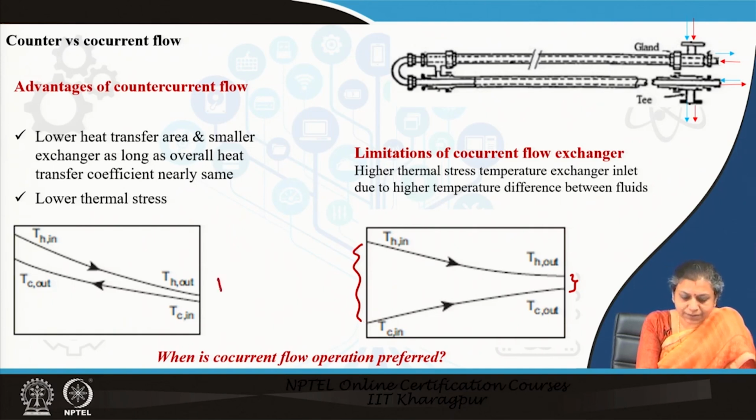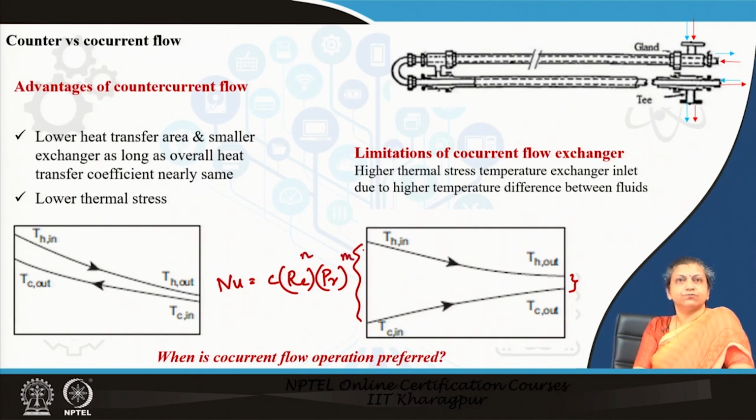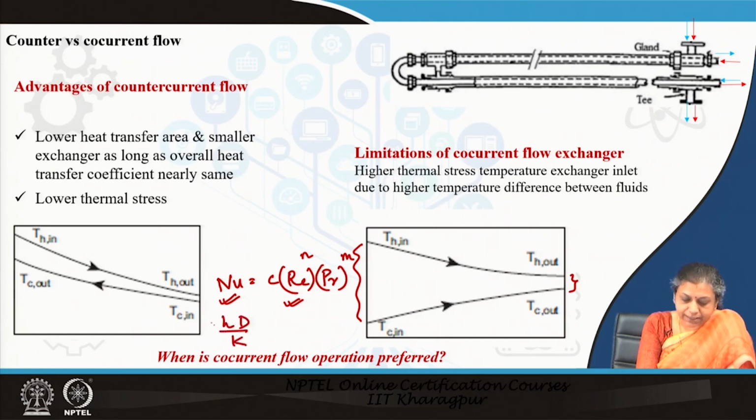Why does it improve? Recall in the last class what you had found out: Nusselt number is a function of Reynolds number raised to some particular power, and Prandtl number raised to some other power. So, therefore, when the viscosity decreases, Reynolds number increases for the cold fluid, naturally Nusselt number increases for the cold fluid. So, naturally h d by k, h increases for the cold fluid.